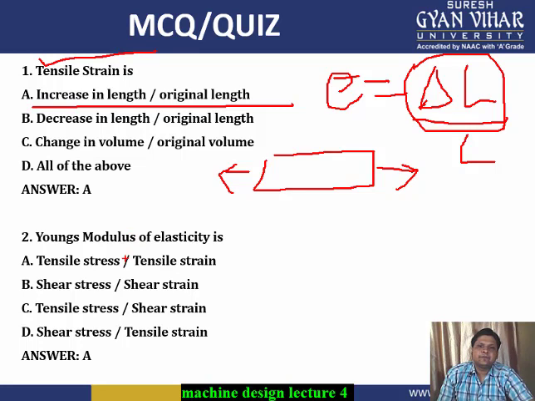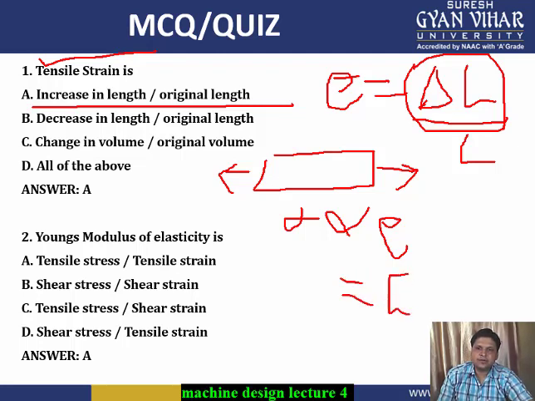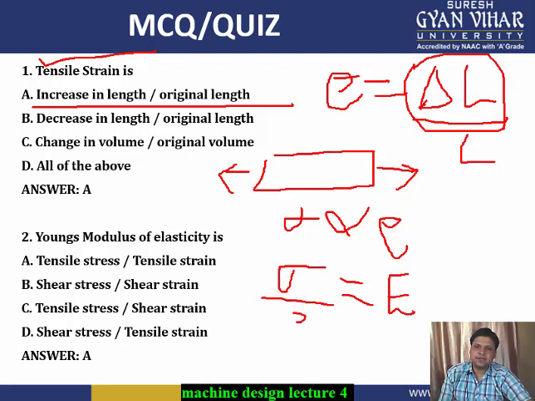Second comes the Young's modulus of elasticity. Now Young's modulus of elasticity is what? As I have already told you, stress is directly proportional to strain, and when you remove this proportional sign you put a constant here which is known as modulus of elasticity, Young's modulus of elasticity. So the formula becomes stress by strain. This is your Young's modulus.